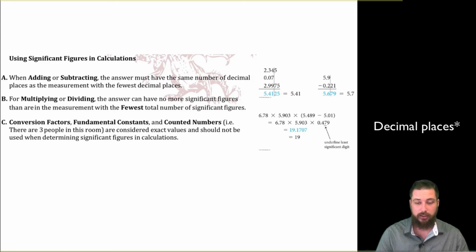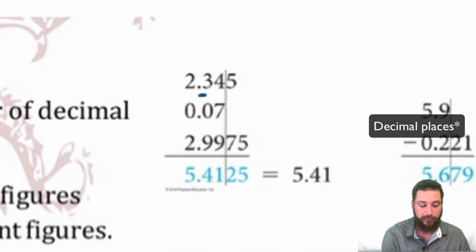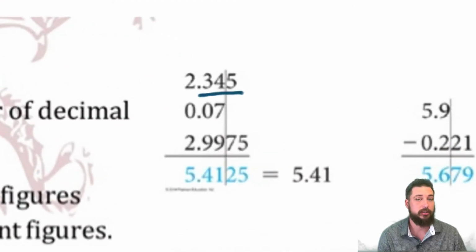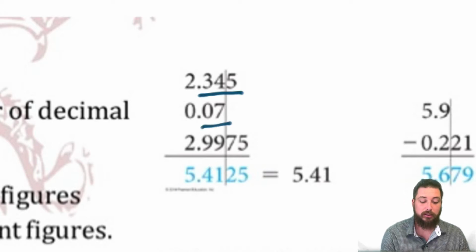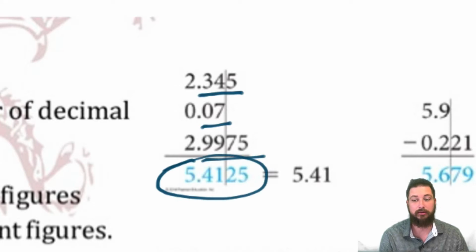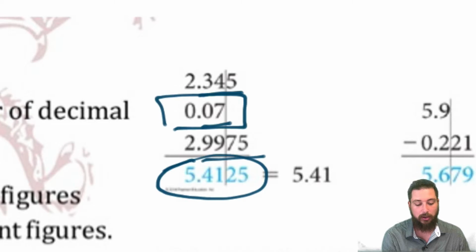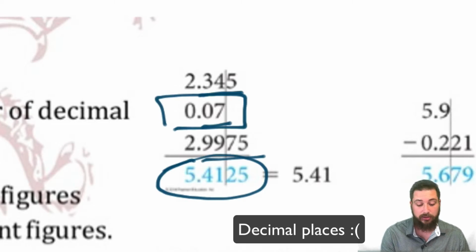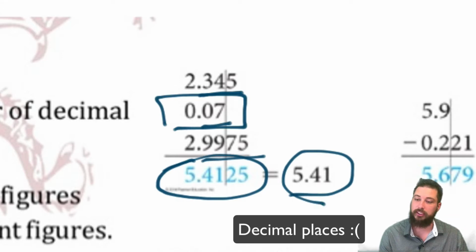And you can actually see that in this situation right here. This right here has 3 decimal points. This one right here has 2 decimal points, and this one right here has 4 decimal points. So when you add this together and you type it in, the calculator will give you this amount here. However, because this value only has 2 decimal points, the answer can only have 2 decimal points.